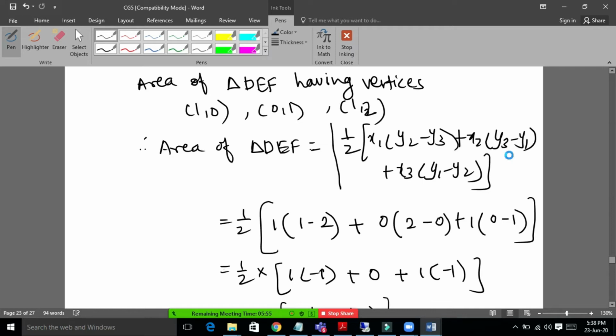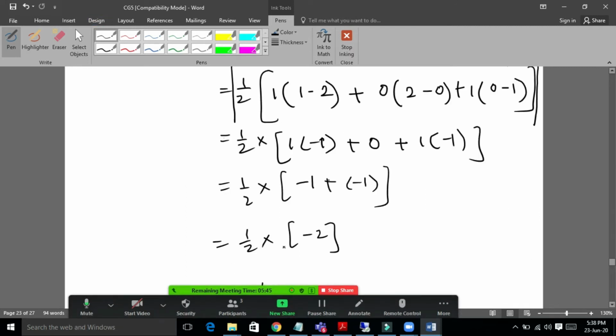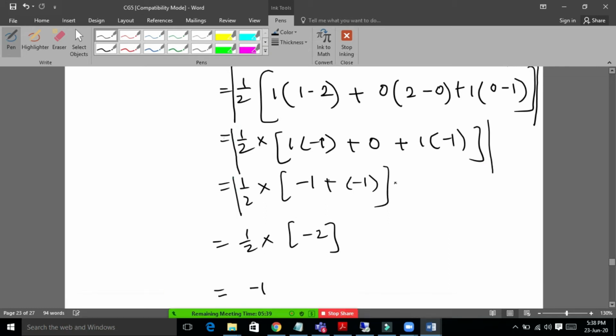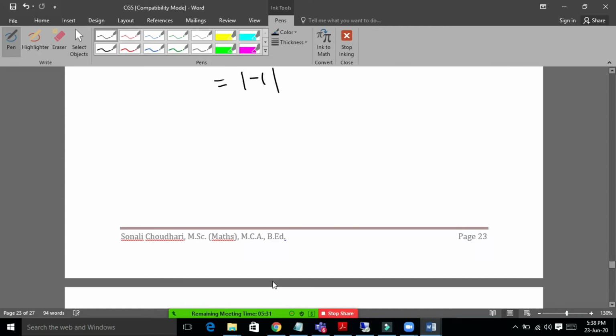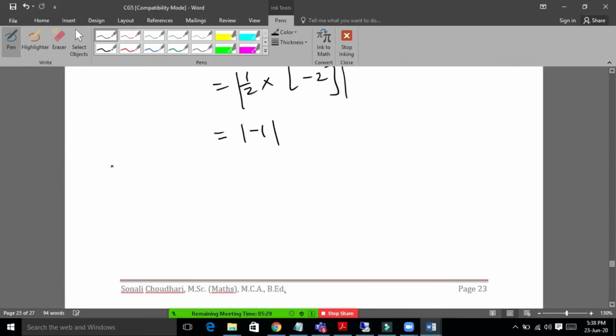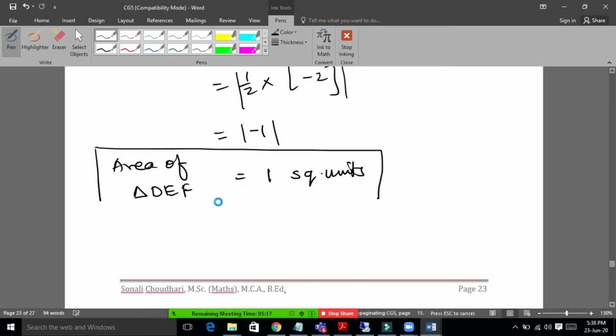So we put this in the modulus sign, because the area of a triangle can never be negative. So half into the whole formula can be put inside the modulus sign. So minus 1 becomes plus 1. So we write down the area of triangle DEF is equal to plus 1 square units, that is 1 square unit.